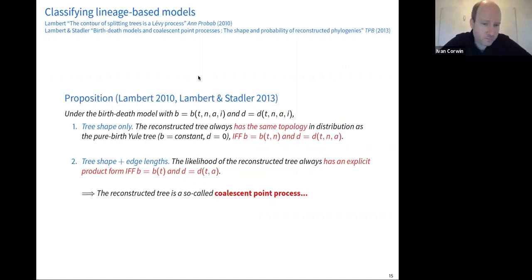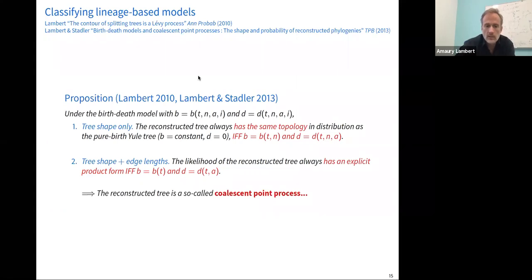Okay. And now if you're interested in tree shape plus edge length, if you're interested in the law of the whole reconstructed tree, then as soon as B at most depends on time and D depends at most on time and age, or non-heritable trait, the likelihood, the probability of the tree, always has a simple explicit product form, which means that the tree is what is called a coalescent point process.